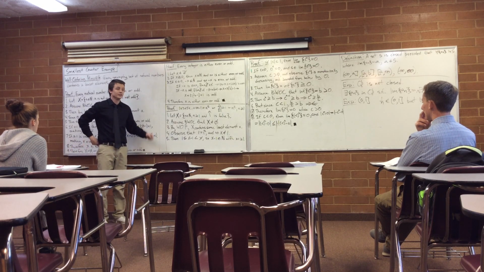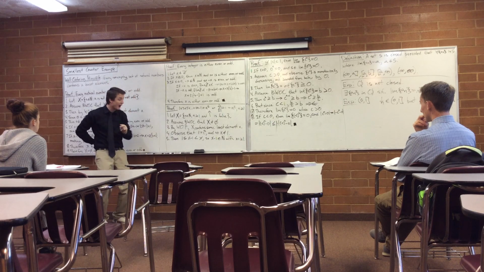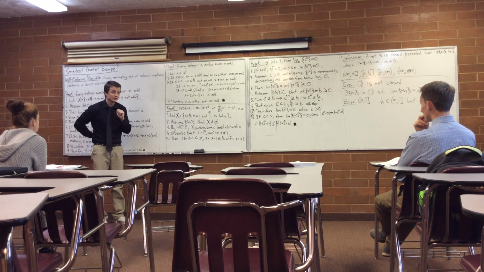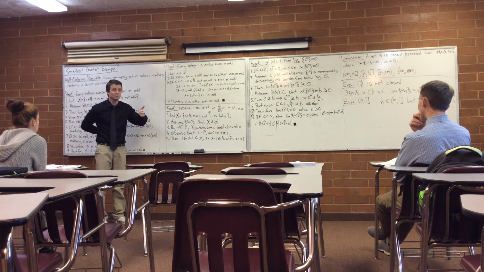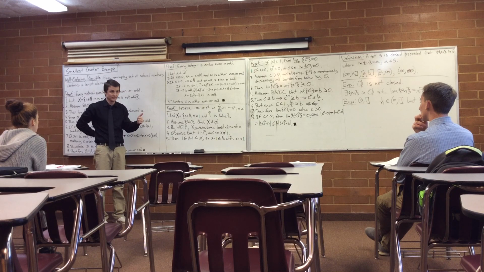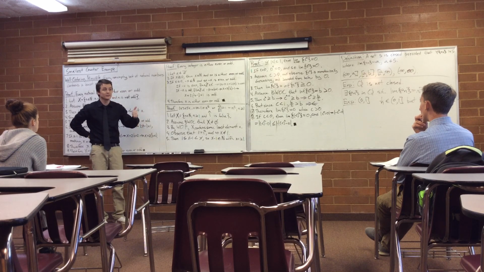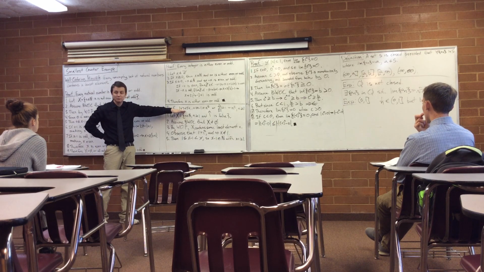Wait. Since x can't be 1, then the smallest x can be is 2. Which means the smallest x minus 1 can be is 1. So x minus 1 is greater than or equal to 1, and x minus 1 is a natural number. So x minus 1 is a natural number greater than or equal to 1. So x minus 1 makes this statement true.